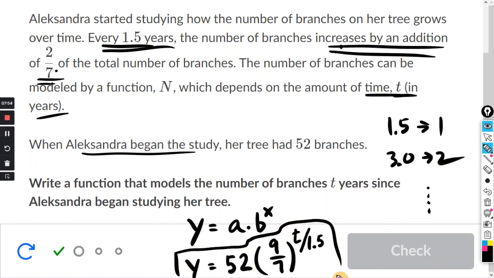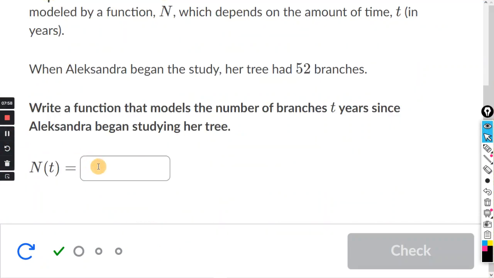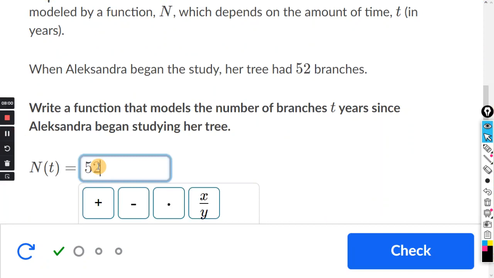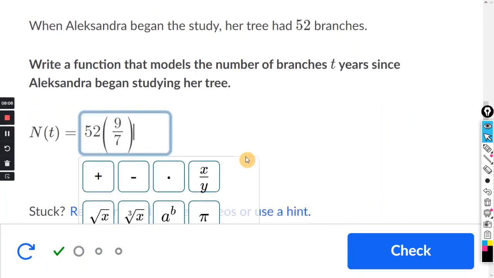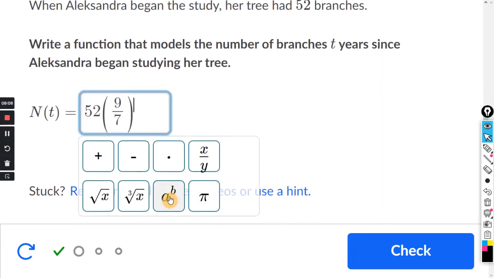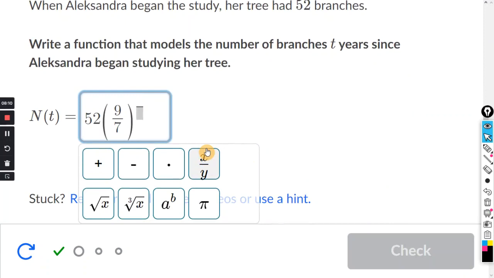52 times 9/7 to the t over 1.5. Okay, 52, parentheses, 9/7. Click outside the parentheses. Exponent button, fraction button, and I'm going to do t and hit the down arrow key, 1.5. So it's t over 1.5.